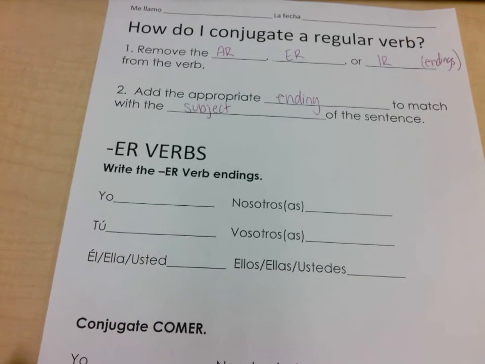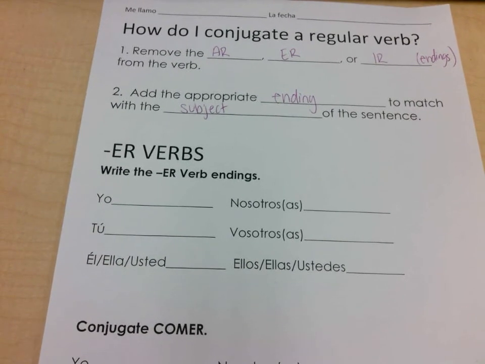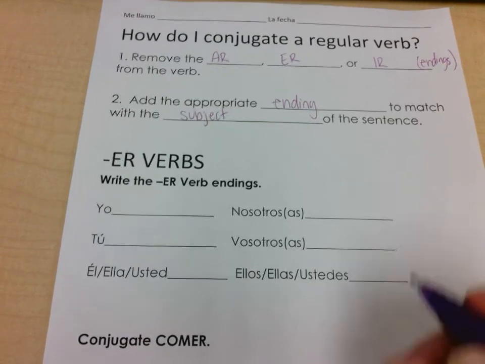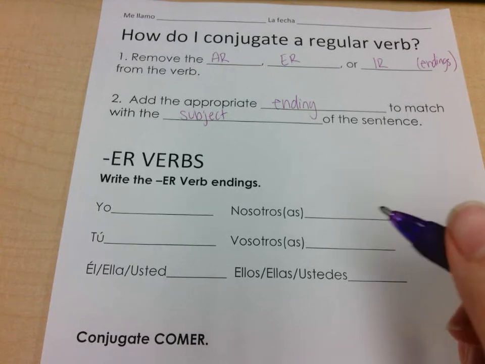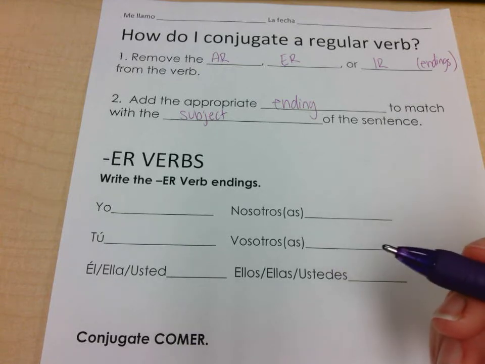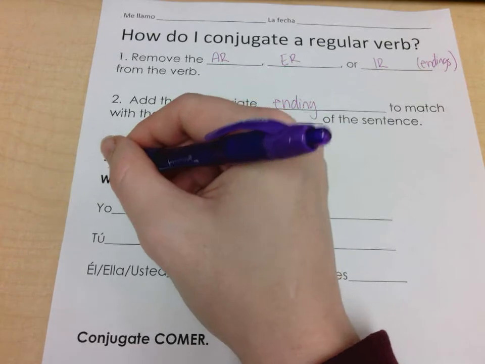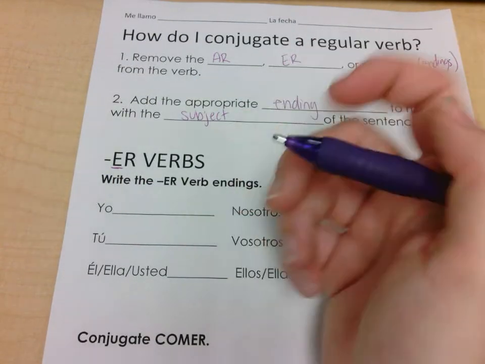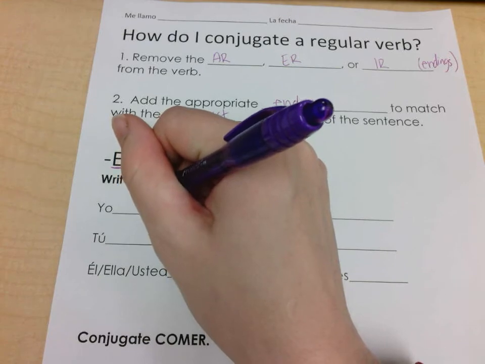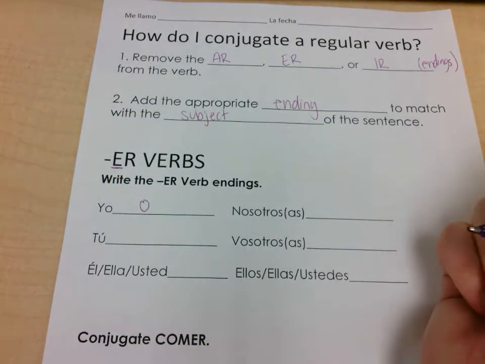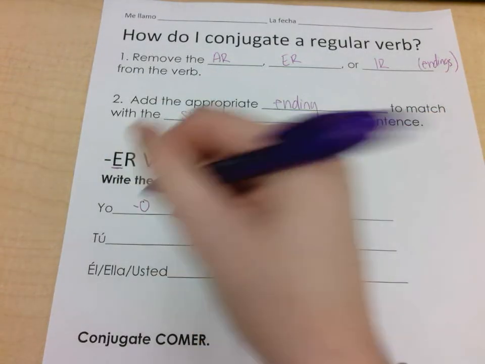Now, ER verbs have slightly different endings. You recall with AR verbs we had o, as, a, amos, an. Those basically all started with A. With ER verbs, basically all of them are going to start with E, with the exception of the yo form, which is the exact same as AR verbs. So we have our ending of O.